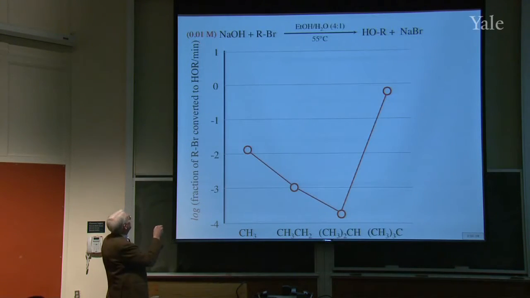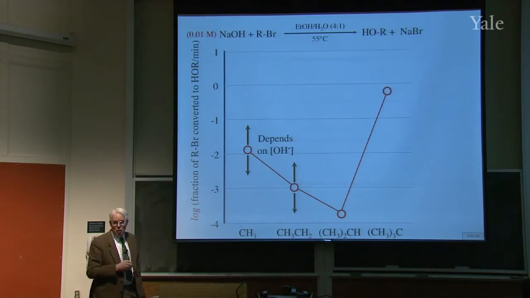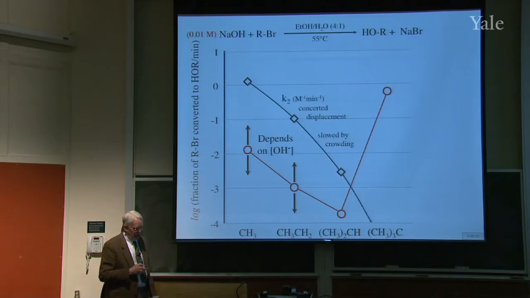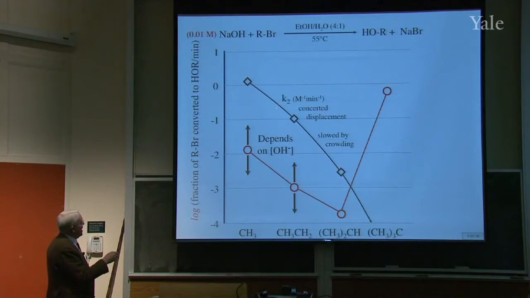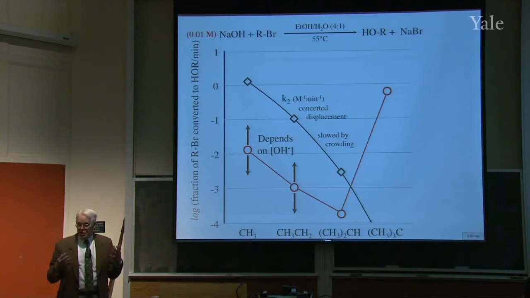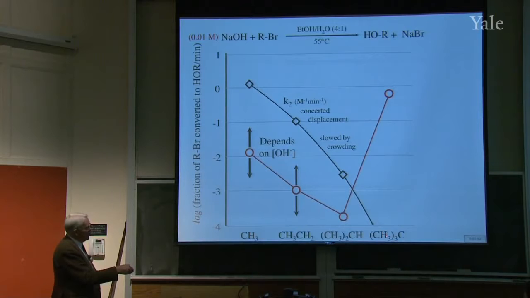Now, this was done with 0.01 molar sodium hydroxide getting these rates. But it turns out that the rate of these depends on how much hydroxide there is. That doesn't surprise you, it's SN2. It depends on how much of the nucleophile there is, right? And in fact, if you looked at the second order rate constant, which takes into account the concentration of base, then you see these fall on a nice curve, and it's slowed down by crowding, the steric hindrance that we talked about before. But you'd expect T-butyl to be down here someplace.